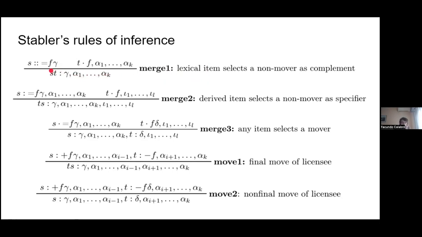And here is the yield. And what we see is that when a non-mover merges with a mover, like in merge 3 and in move 2, the concatenation doesn't take place, right? We have here a comma, as we saw before, and S and T are not concatenated, so we have a rule of dimension 2 here. We will have a rule of dimension 2, I think, but not in this case.